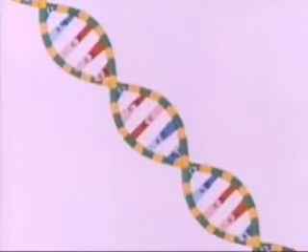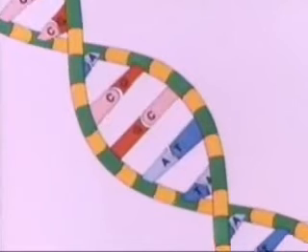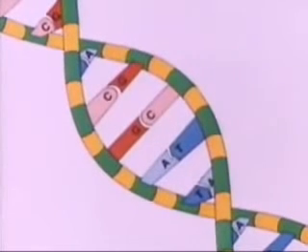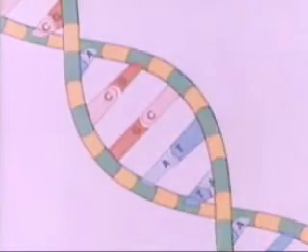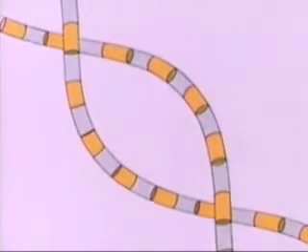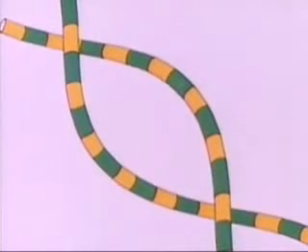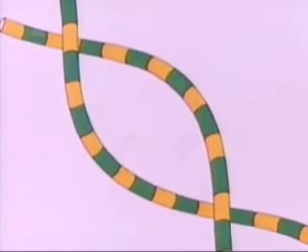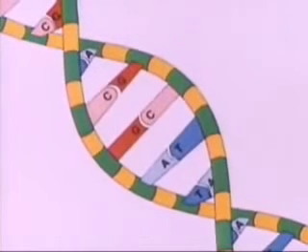Here's a simplified, diagrammatic version of part of the DNA chain. It still looks pretty complicated, so let's see how it's built up. There are two main strands, wound round each other in the form of a double helix. Each strand is made up of phosphate groups, here coloured yellow, and deoxyribose groups, coloured green.